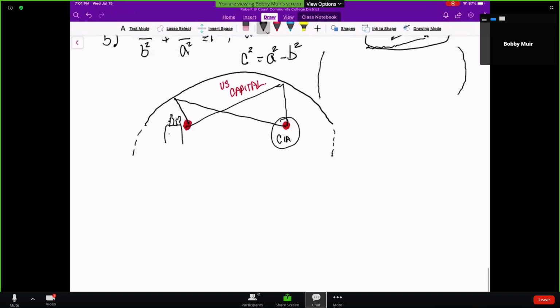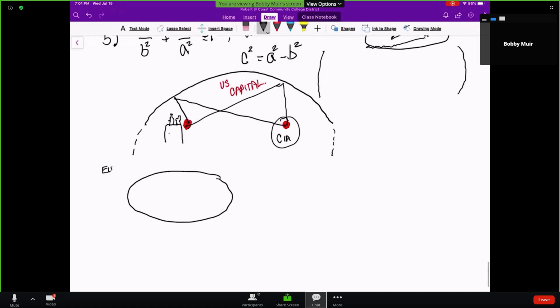Okay, so anyways, now here are some terms and things for an ellipse. The center is the midpoint between F1 and F2.